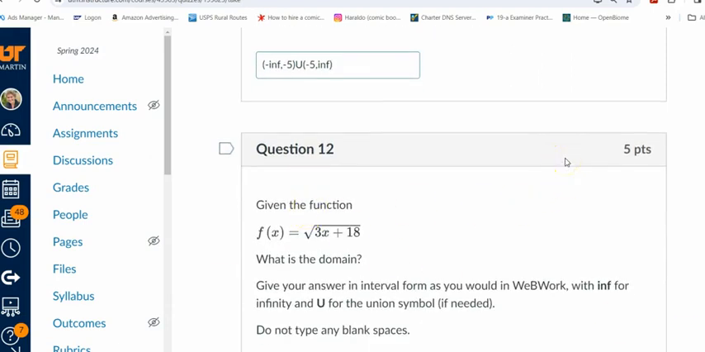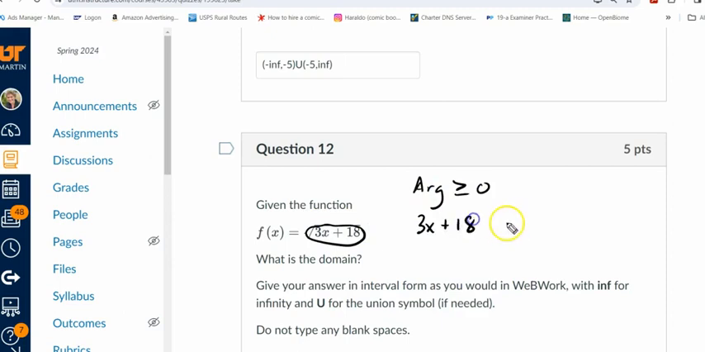All right, now, given this, what is the domain? Now we have f of x is a square root. If you have a square root, and it's not in the denominator of a fraction, which it's not, then what's inside, the argument, has to be greater than or equal to 0. So our argument here is 3x plus 18. But now we have to get the restriction on x, not on 3x plus 18, so we have to rewrite that to where x is by itself.